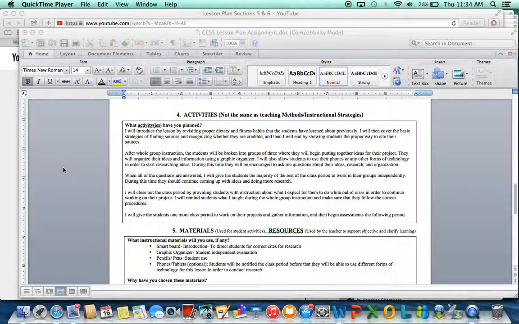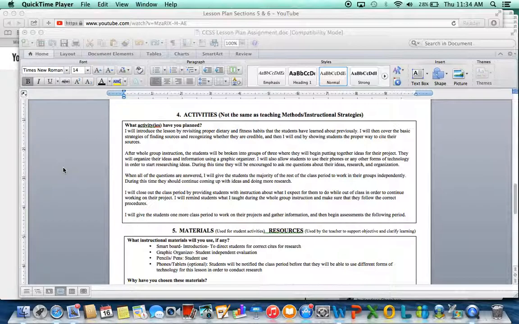After the whole group instruction, students will be broken into groups of 3 where they'll be putting together ideas for their project. They will organize their ideas and information using a graphic organizer. During this time, I will allow students to use their phones or any other forms of technology in order to start researching their ideas. They will be encouraged to ask me questions about ideas, research, and organization.